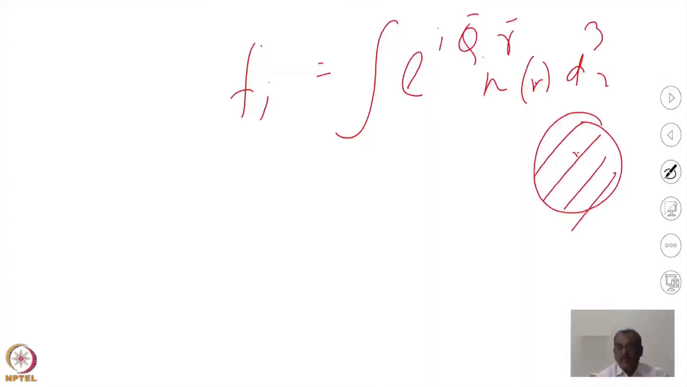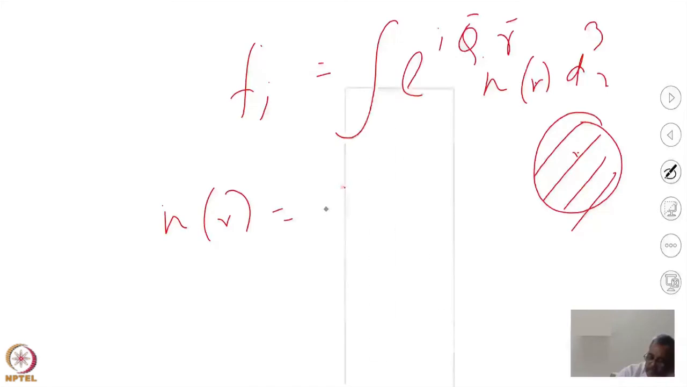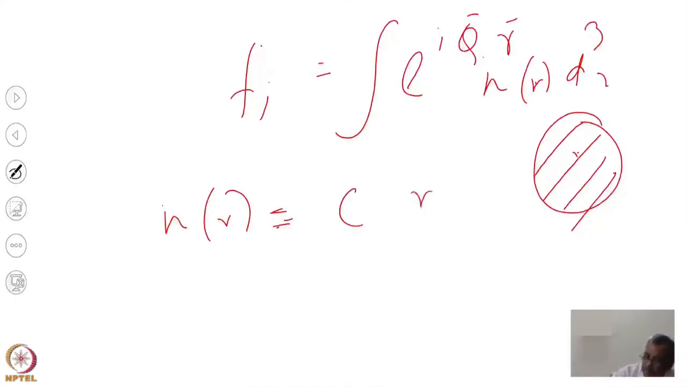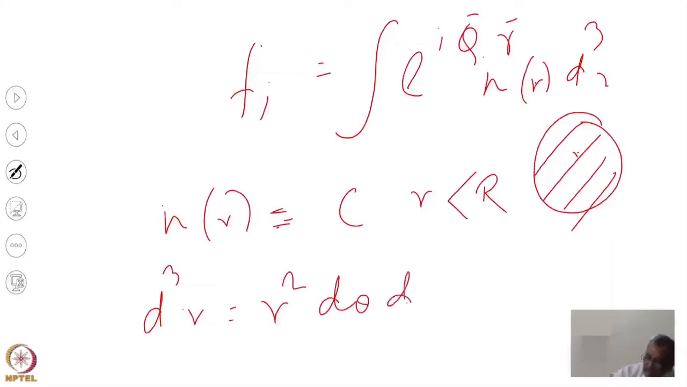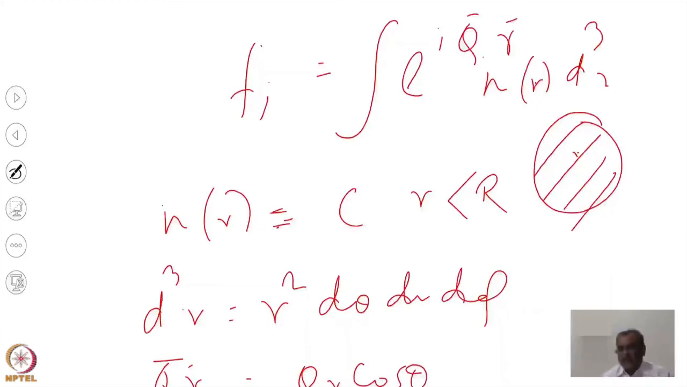But this is an important difference between x-rays and neutrons. If you do this Fourier transform, in Kittel it is shown for a spherical charge cloud. You can write n(r) equal to some constant when r is less than a radius. I can assume a constant charge cloud, and then you can do this, d^3r will be r squared sin theta dr d theta d phi, and Q dot r is Q r cos theta. You can try this integral, but this is not my aim, to evaluate this integral over here. But the fact is, it's an extended charge cloud. Because it is an extended charge cloud, the Fourier transform will look somewhat like this.